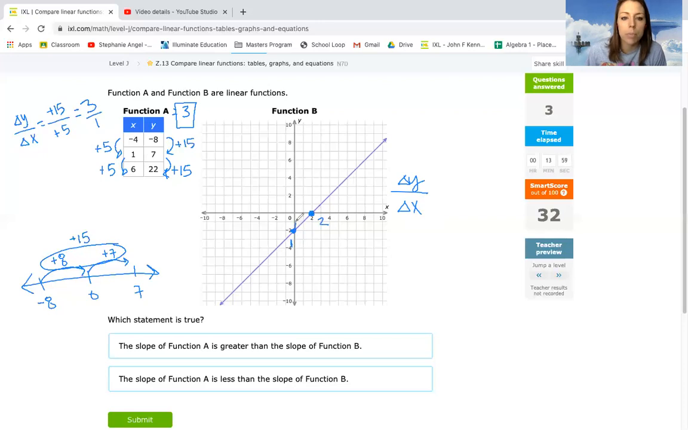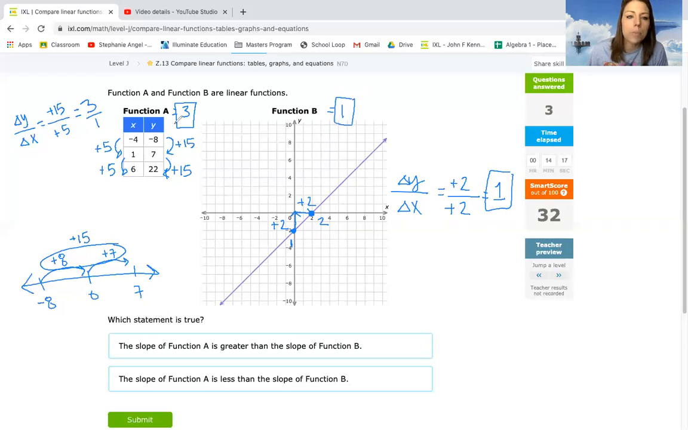This is point 2. How do I get from point 1 to point 2? I first have to travel up 1, 2. So that's a positive change of 2. So my change in y is positive 2. And then I'm traveling right 1, 2. So my change in x is positive 2. 2 over 2 is a slope of, wow, look at that, another slope of 1.